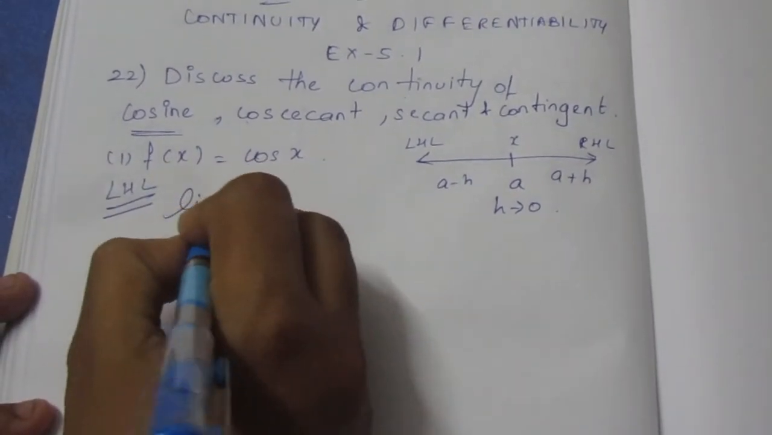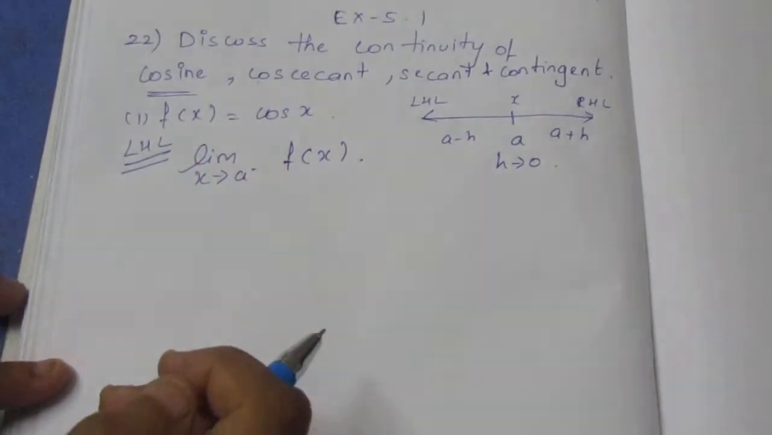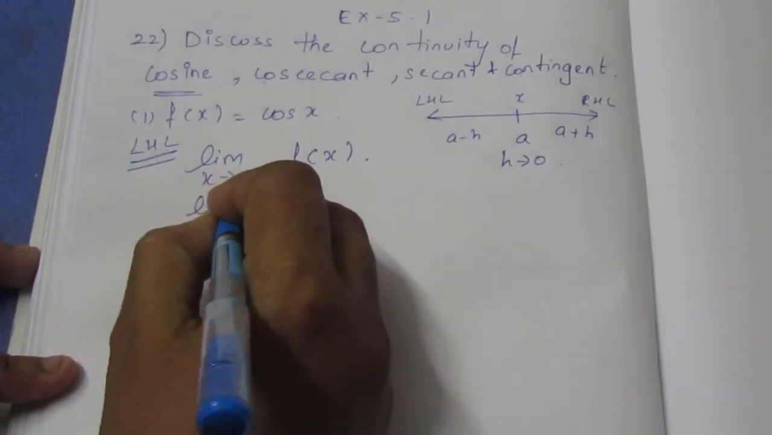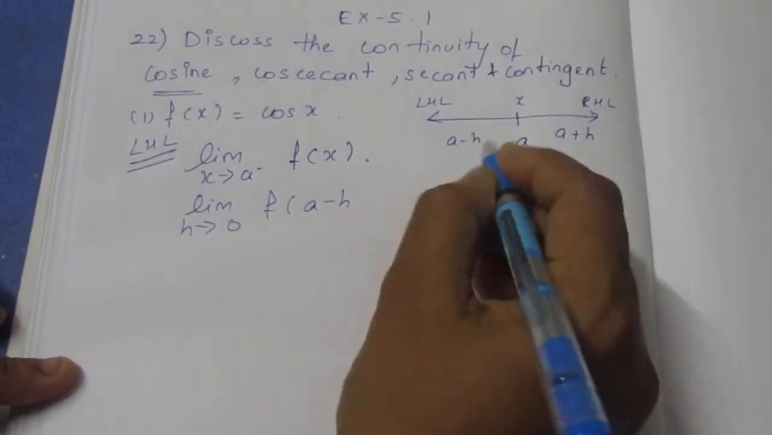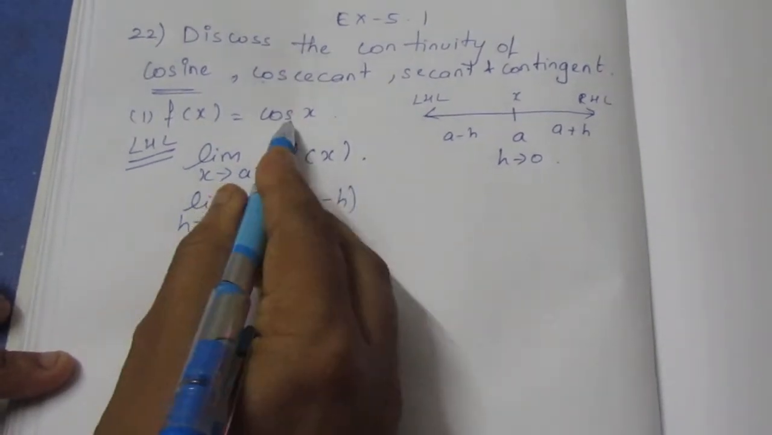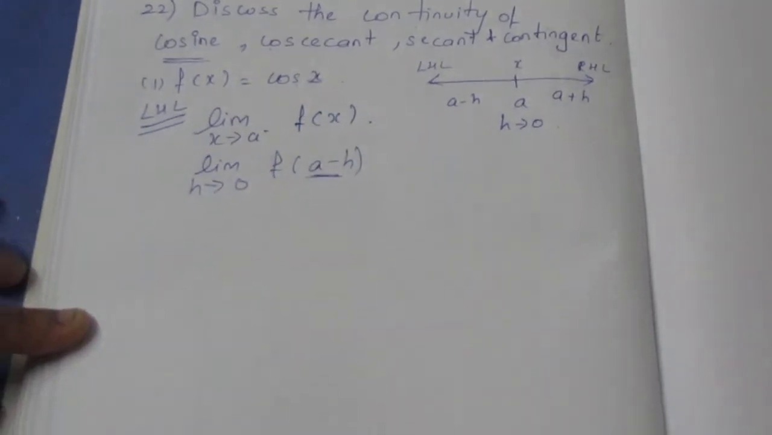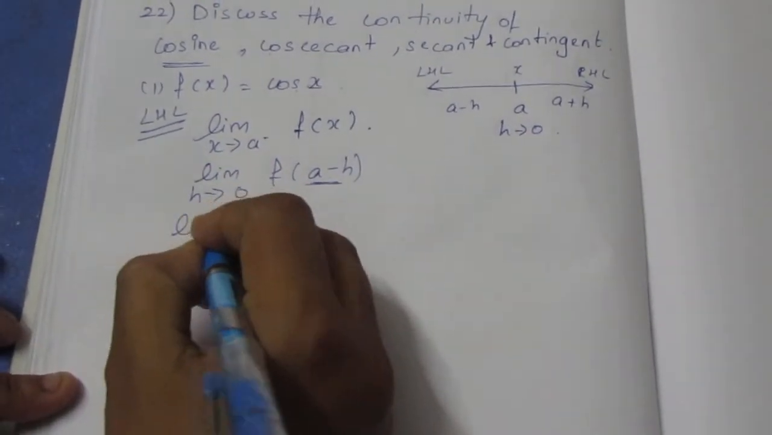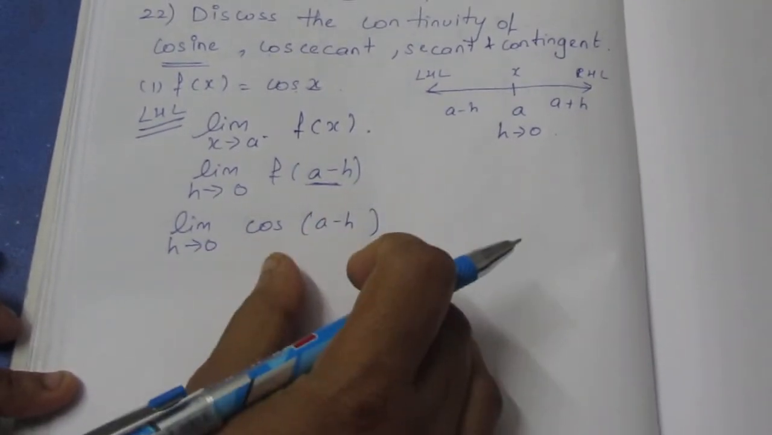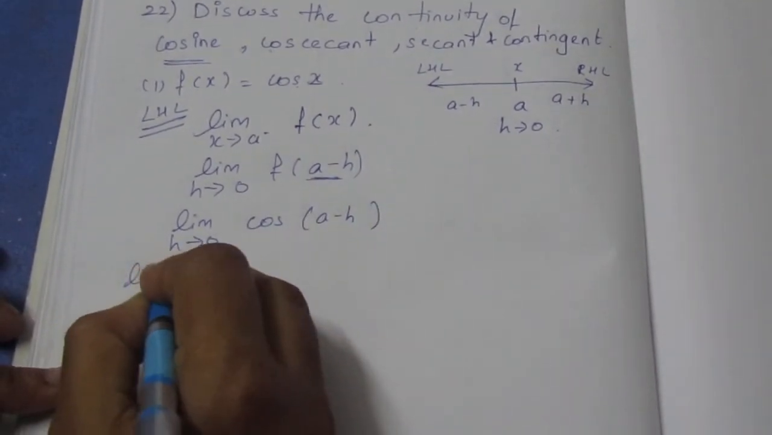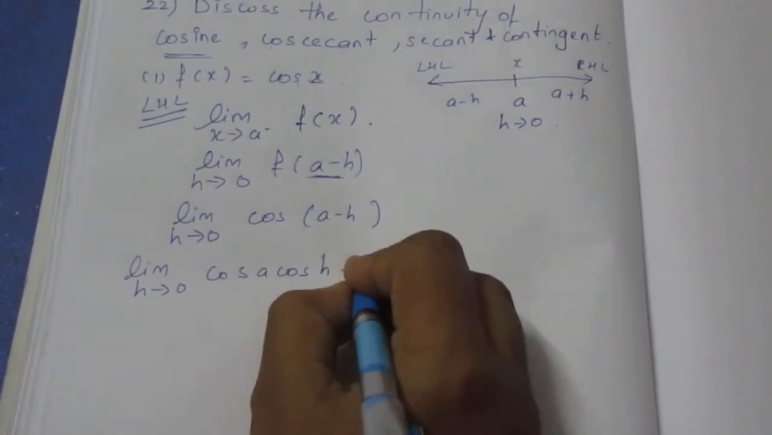Limit x tends to a negative f of x. Here instead of x tends to a, I am going to write limit h tends to 0 f of a minus h because it is a left hand limit. Here in the place of x we need to substitute a minus h because it is given as cos x. So limit h tends to 0 cos of a minus h. It is in the formula of cos a minus b. So here it becomes limit h tends to 0 cos a cos h plus sin a sin h.